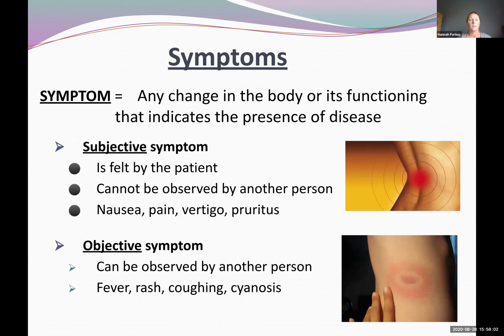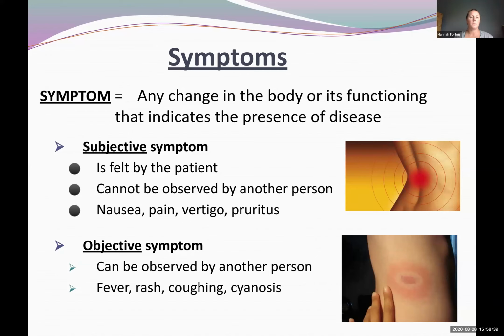Okay. Symptoms. A symptom is any change in the body or its functioning that indicates the presence of disease. So we have two types of symptoms, subjective and objective. Subjective is felt by the patient and cannot be observed by another person. So this could be nausea, pain, vertigo, pruritus, which is itching. So I try to remember that the subject, which is the patient, is the only one feeling the subjective symptom.